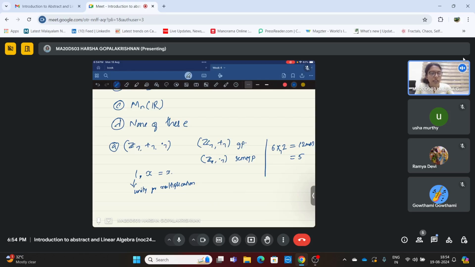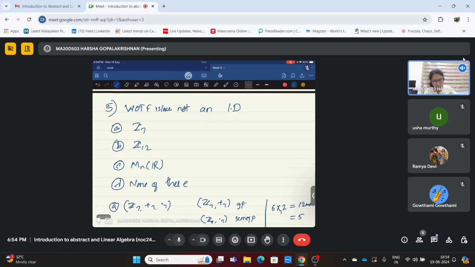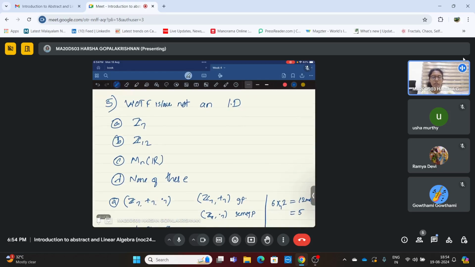Now we need to check whether it has a divisor of 0 or not. So we need to check whether it is an integral domain or not, whether it has a 0 divisor. In the same way for Z12 also.